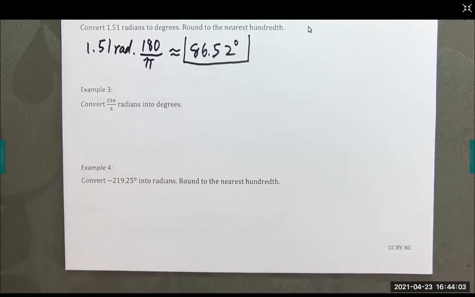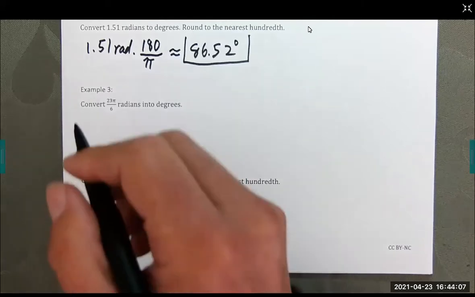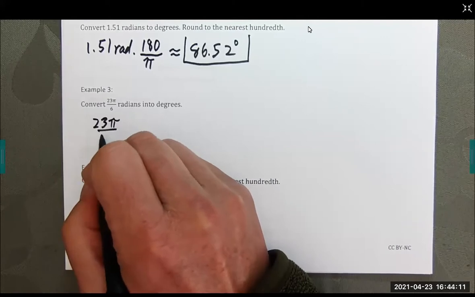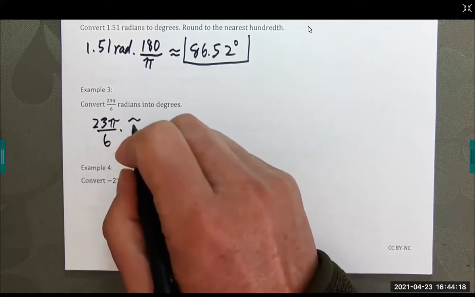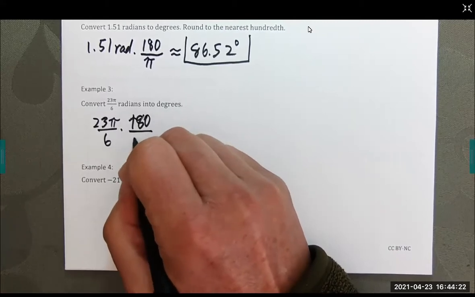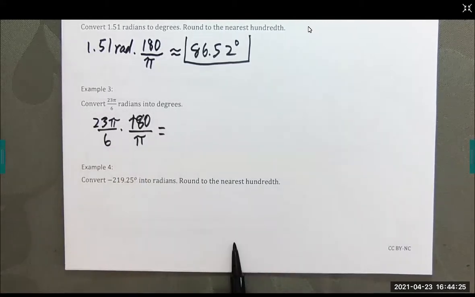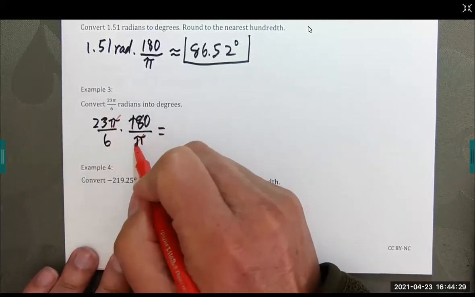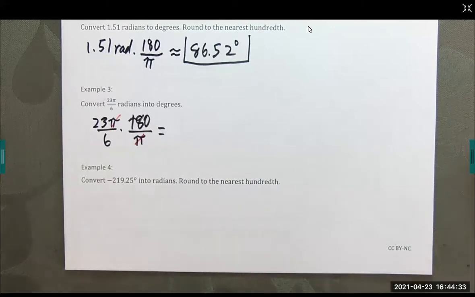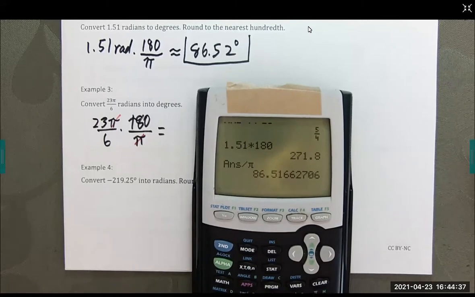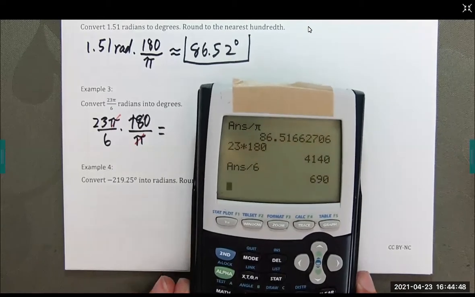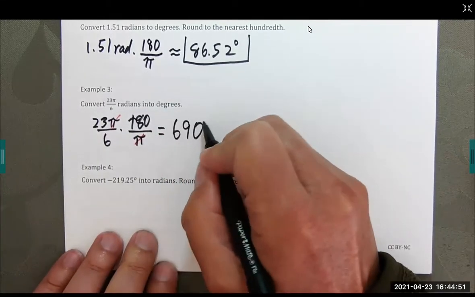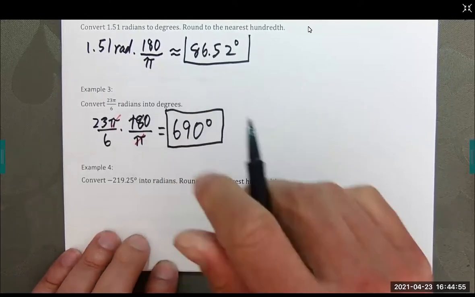Example 3. 23 pi over 6 radians into degrees. So that is going to give me degrees, so we need 180 divided by pi. And you can see the pi's reduce. So we have no need for a decimal at this point. But I'm going to do my reducing fraction trick. 23 times 180 divided by 6 is 690 degrees.